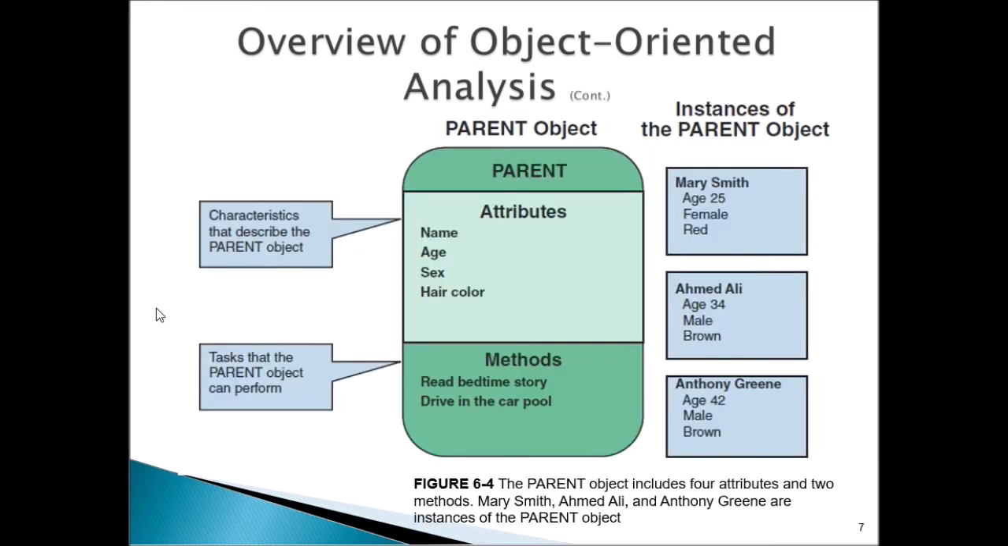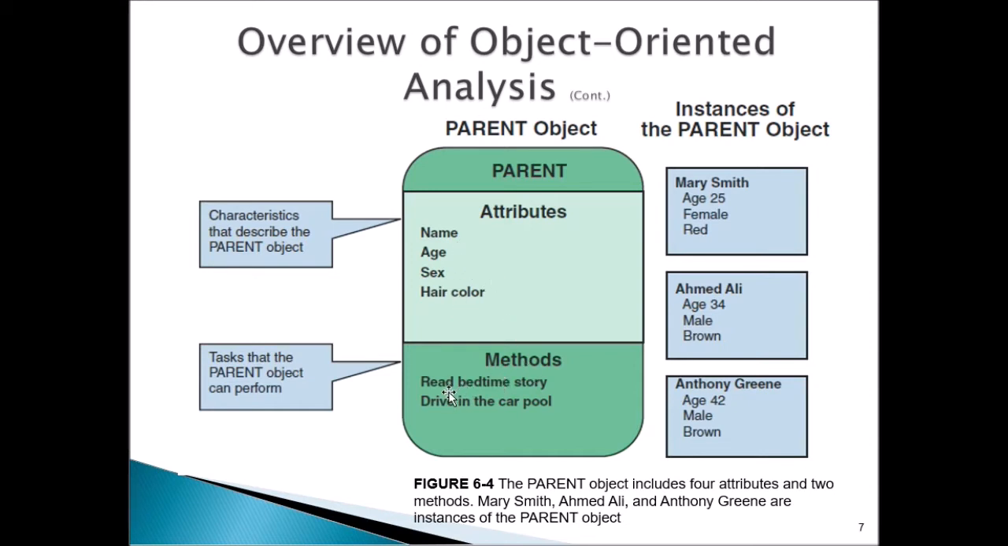Here is an example of a parent object, and here we can see the attributes and methods associated with it. It's represented in a box like we said. The characteristics, or attributes, are items that describe the object. So you've got name, age, sex, hair color. You could have maybe height, address. You could have all kinds of spouse information. These are just a few examples that the parent has.